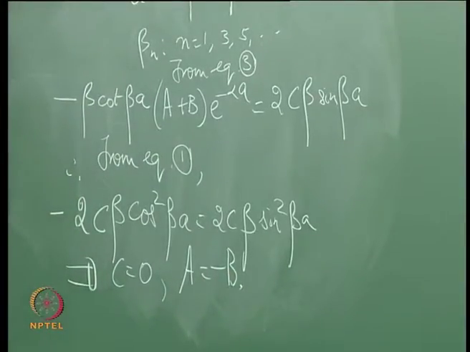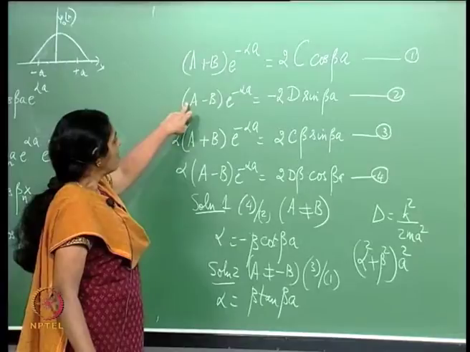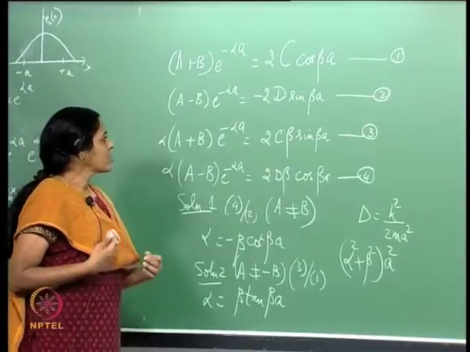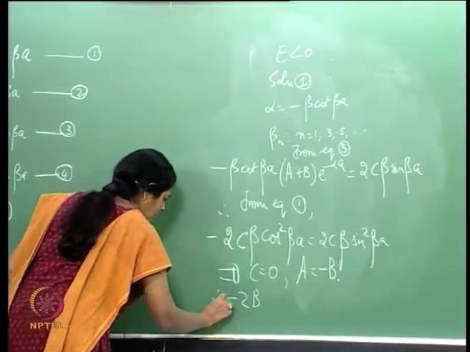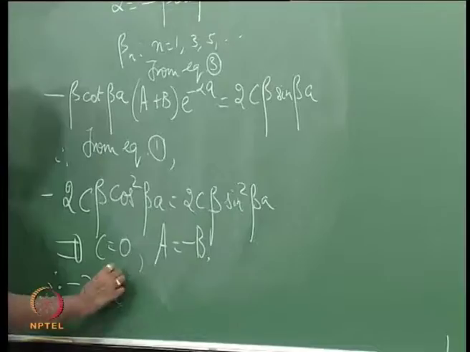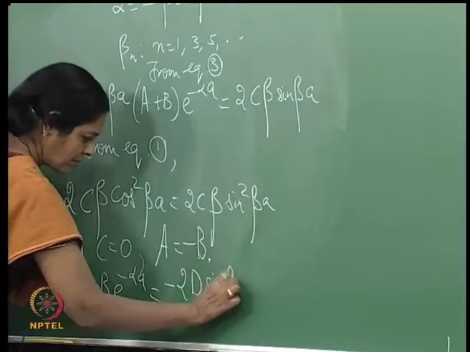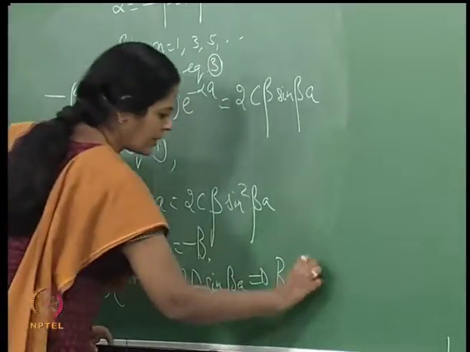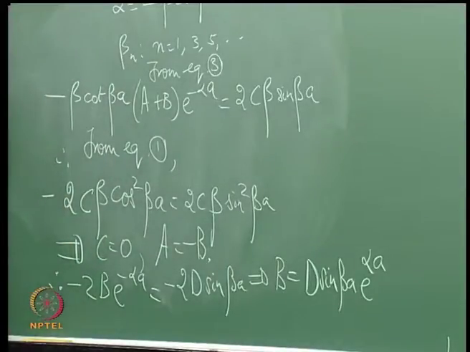So, if a is equal to minus b and c is 0, I can substitute here, and I have minus 2b e to the minus alpha a is minus 2d sin beta a. So, I can solve for b in terms of d. And this implies that b is equal to d sin beta a e to the alpha a. So, a is minus d sin beta a e to the alpha a.